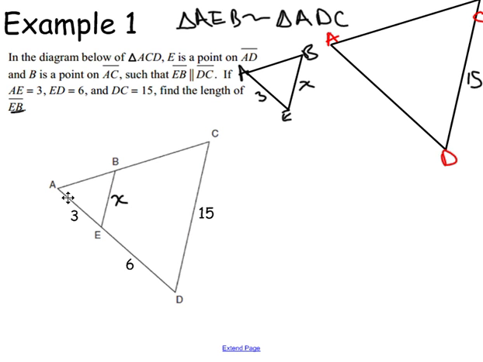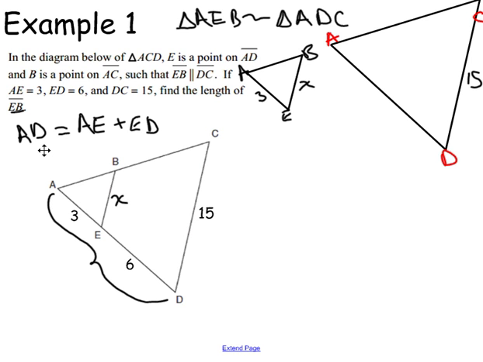Now, what's the length of AD? AD is actually the sum of AE and ED. So if you want to get AD, you need to add AE and ED, so that's going to be 3 plus 6, which is 9. So AD is 9.